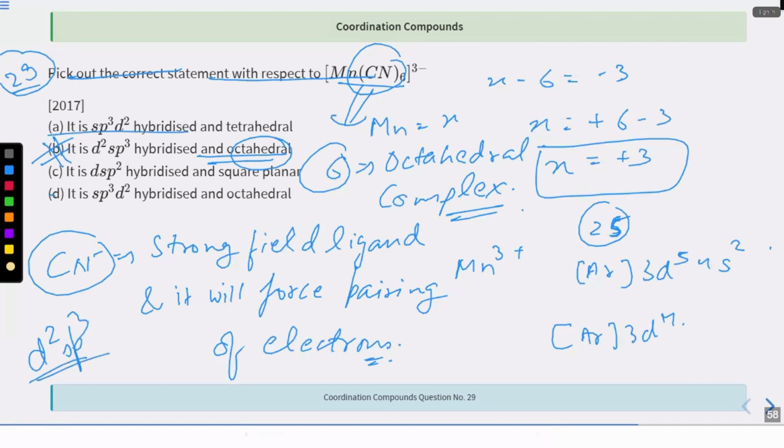So this is wrong, this is wrong, and the other sp2 option is also wrong. d2sp3 is the correct option, which is octahedral. So this is the right option. You can even eliminate these because the complex can be octahedral only, it cannot be tetrahedral. So these two options are already eliminated. So you only need to look at these two options, and d2sp3 is the right option.